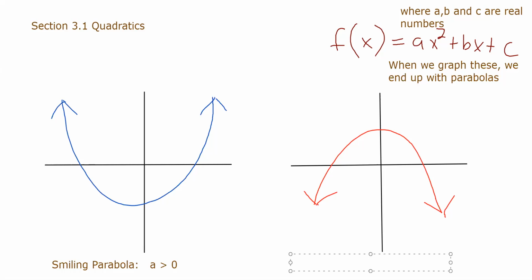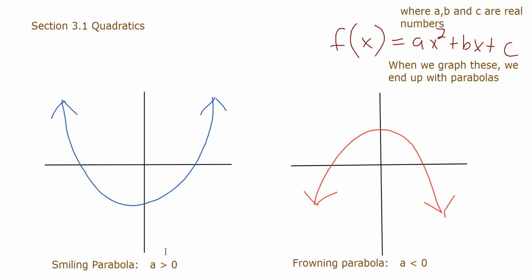A frowning parabola, then, occurs just like you'd think when the coefficient of the x squared term is negative, when it's less than 0, which is a great Bret Easton Ellis novel. When a is less than 0, you get a frowning parabola. Again, it doesn't matter what B and C are doing, that will not affect whether it's frowning or not. That is strictly decided by the A.